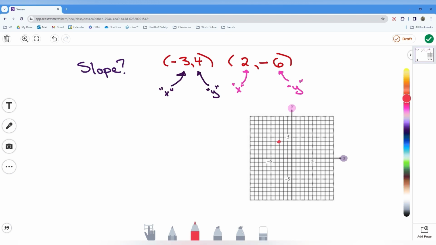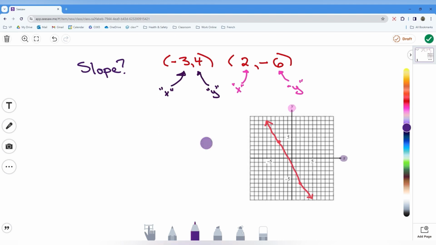If I was to plot the other ordered pair of (2, -6), the X is now positive. So I'm going to go right 2 points, and then I'm going to go down 6 points because that's, again, where that negative value sits. These 2 points, if connected, will form a line. Now it's really hard for me to draw straight lines, so hopefully you can see that. Slope is the incline of that line. I can calculate that from a graph, or I can calculate it from these points itself. I didn't even need to graph it.